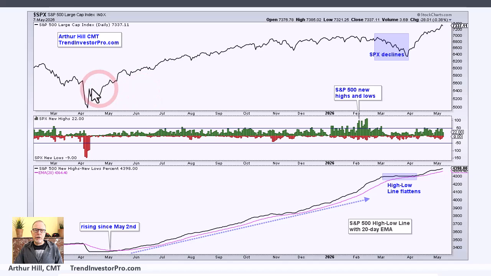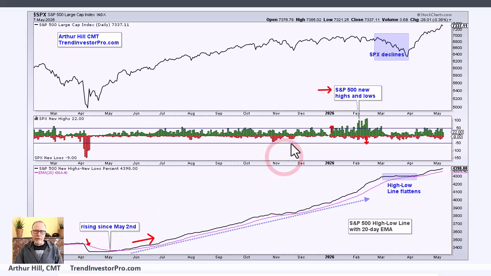So here's a chart showing the S&P 500 in the top window. We've got new highs and new lows in the middle window. This is for the S&P 500, and you can see new highs, the green bars, and then on the negative side, new lows, the red bars. And then we have the high-low line below, and that's a cumulative measure of net new highs minus new lows. So this line rises as long as new highs outpace new lows. And when you see new lows outnumbering new highs, then this line declines, as it did in April of 2025.